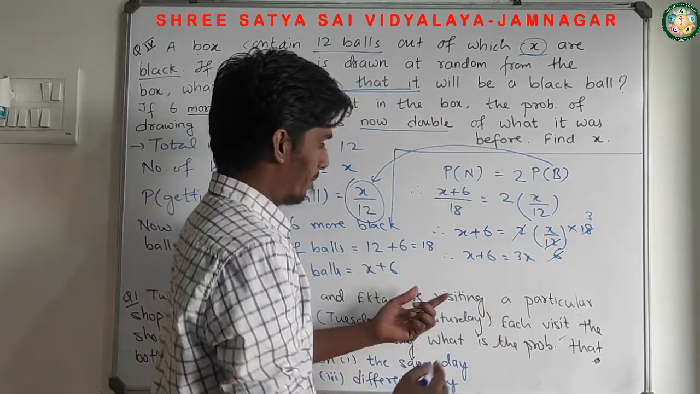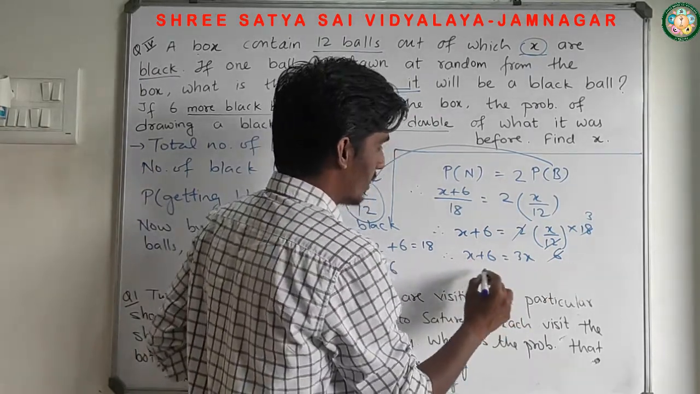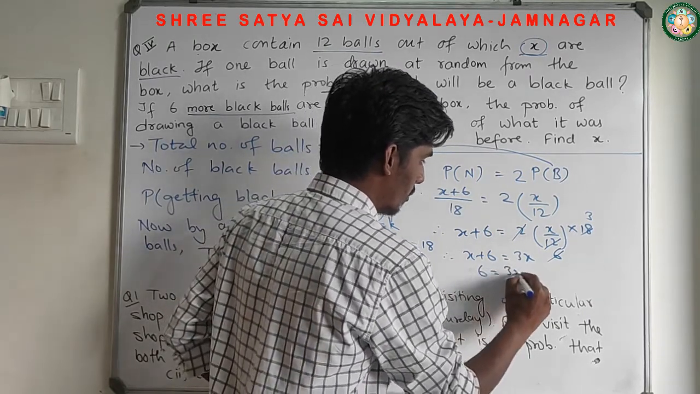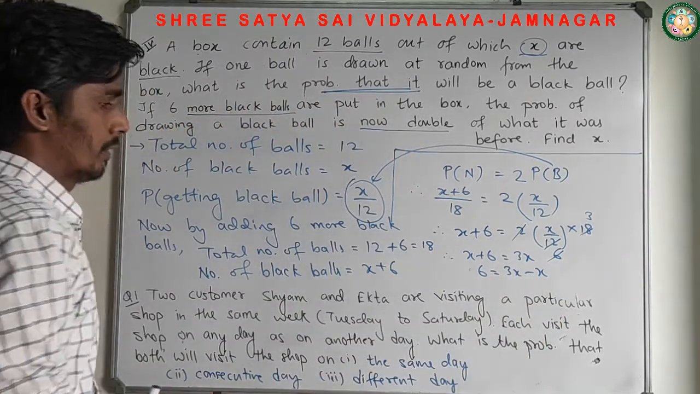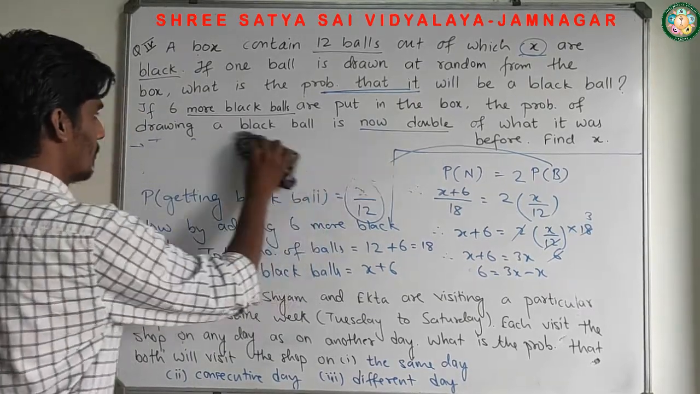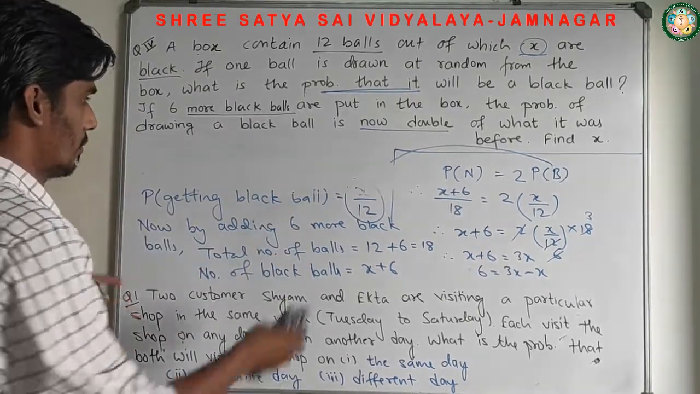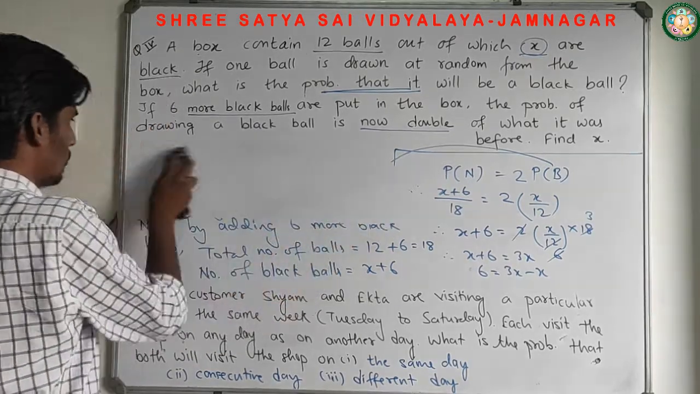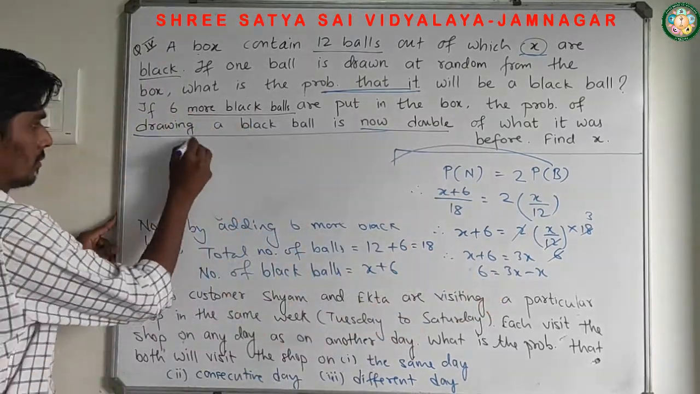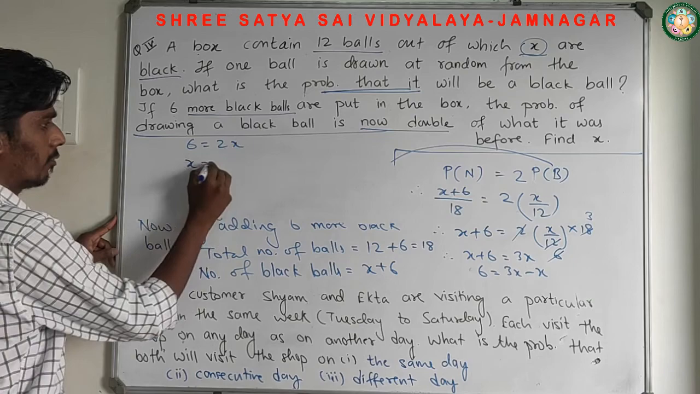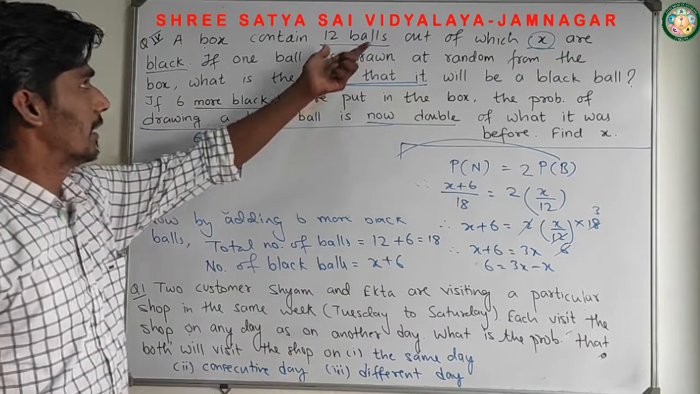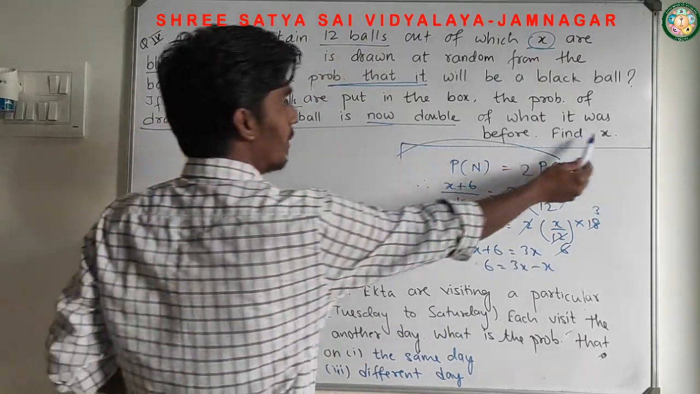3x. So if I take this x over that side, this is equals to what? 6 equals 3x minus x. Now this 6 equals 2x, x equals 3. So 3 is what? The number of black balls out of 12. That is our question. Find the value of x.